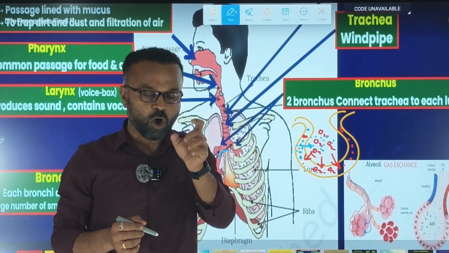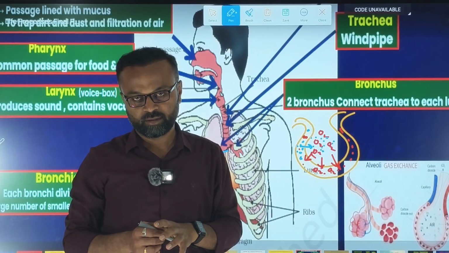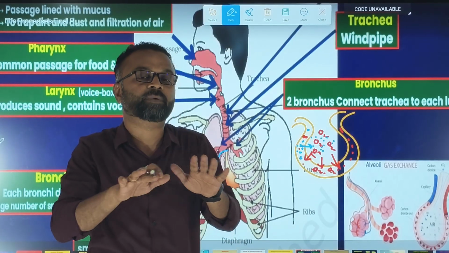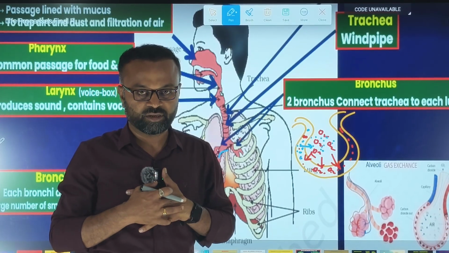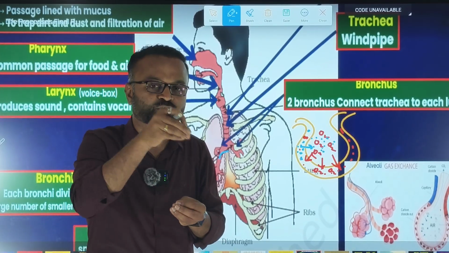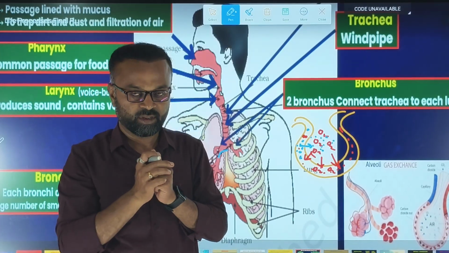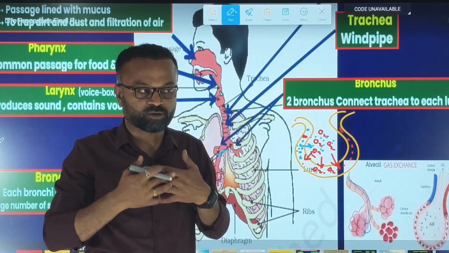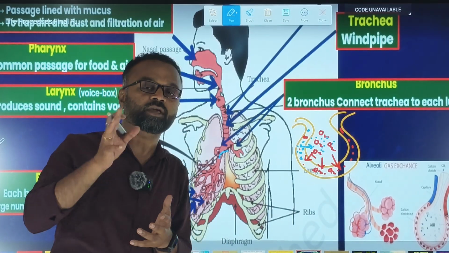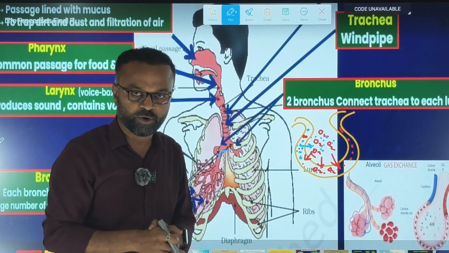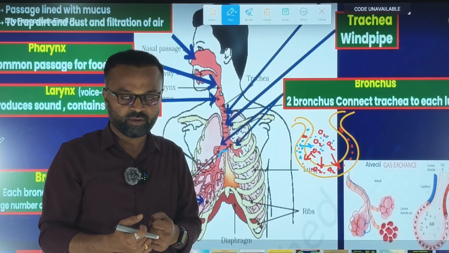Now remember that oxygen is fairly soluble in liquid, but carbon dioxide is completely soluble in liquid. If the oxygen is fairly soluble, it will not get dissolved completely in the blood. That means oxygen is required by each and every cell of the body, right? Because that oxygen is only able to break down the glucose to produce energy, and we require energy. Without energy, no organism can survive.